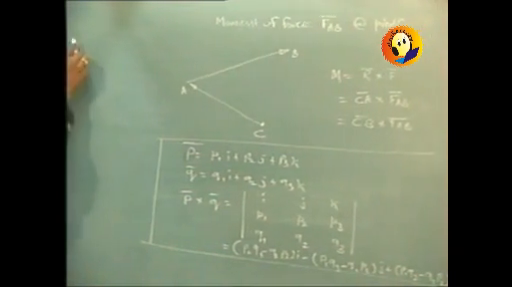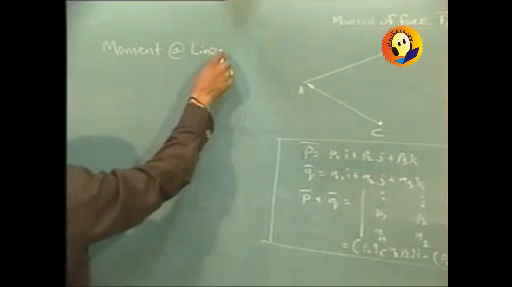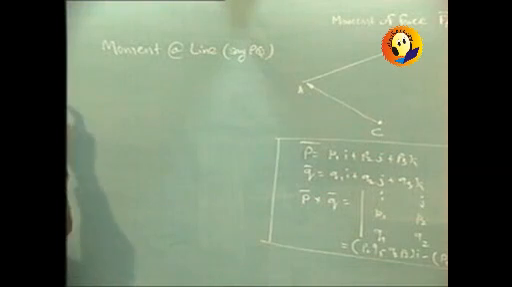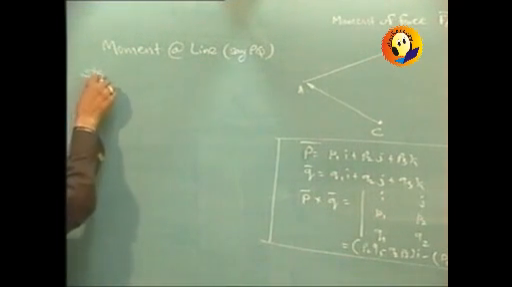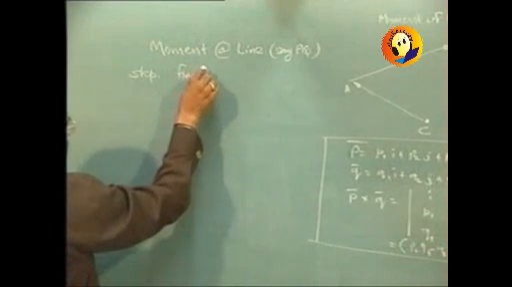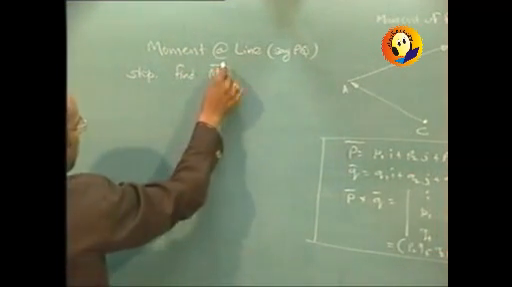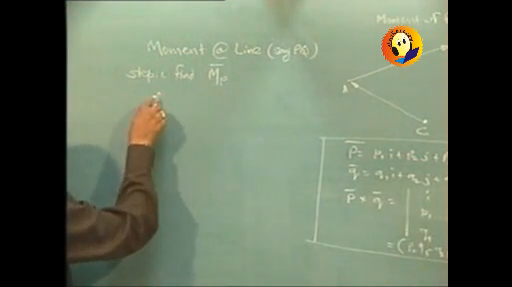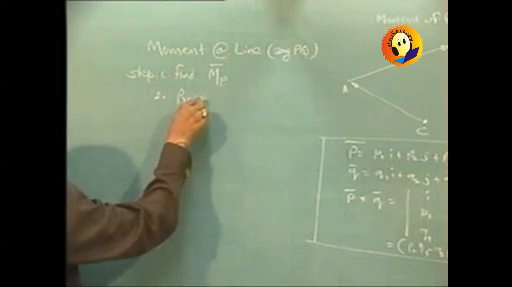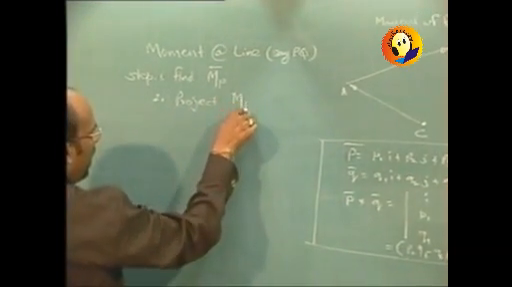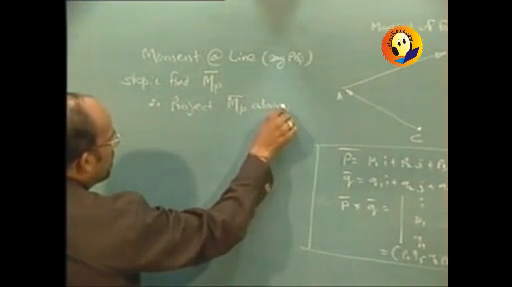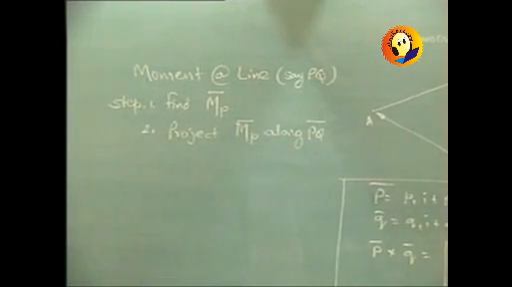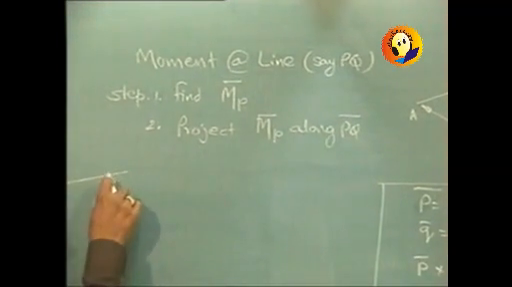Moment about a line, say PQ. If that is to be found out, then we will find the moment of the force about P. Find MP bar, and then project MP bar along PQ bar. Project MP bar along PQ bar, and projection has got a formula like this.